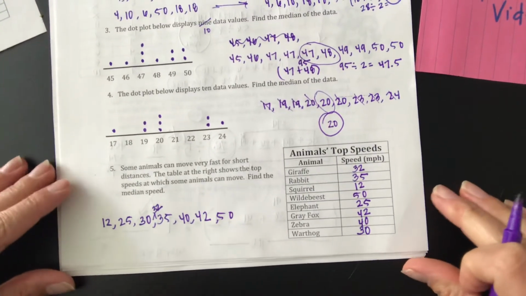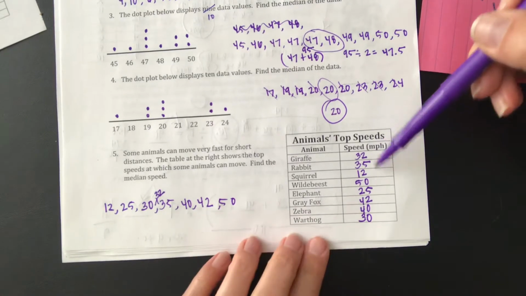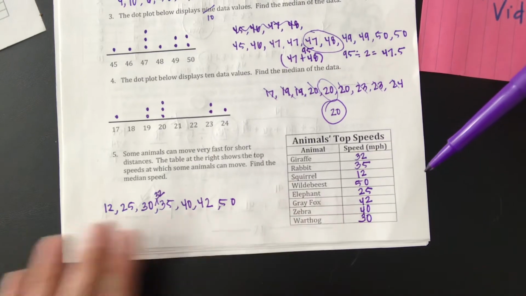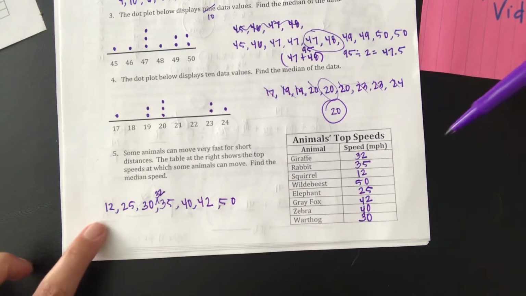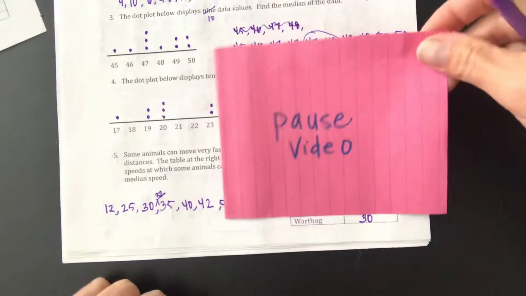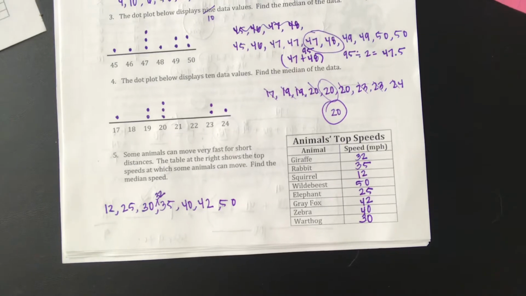Now this next one, you're going to need to pause the video, okay? Please write these animal speeds down, and then I want you to take a minute and write them in least to greatest order. So go ahead and pause, get that written down, and then come back when you're ready.